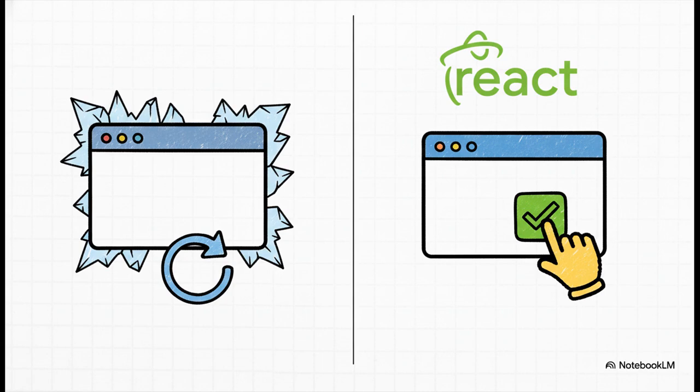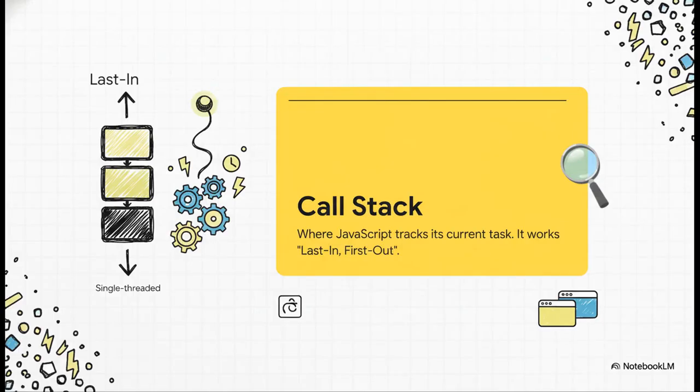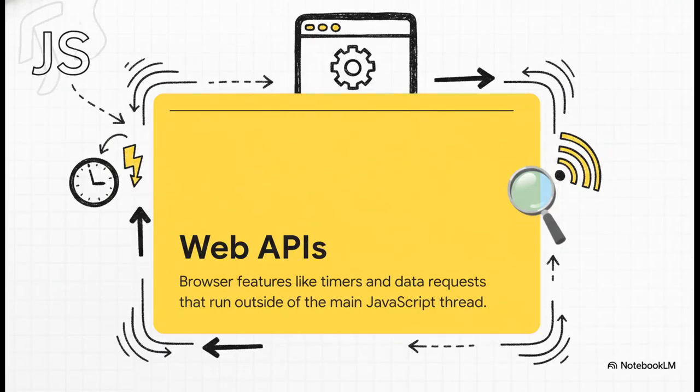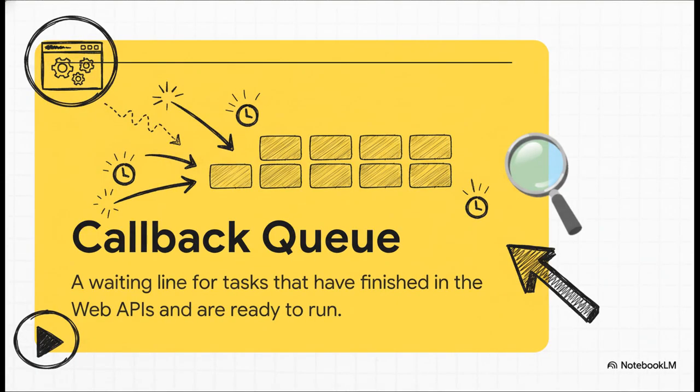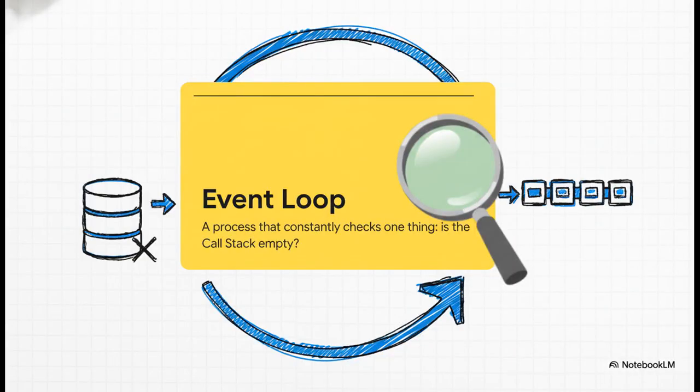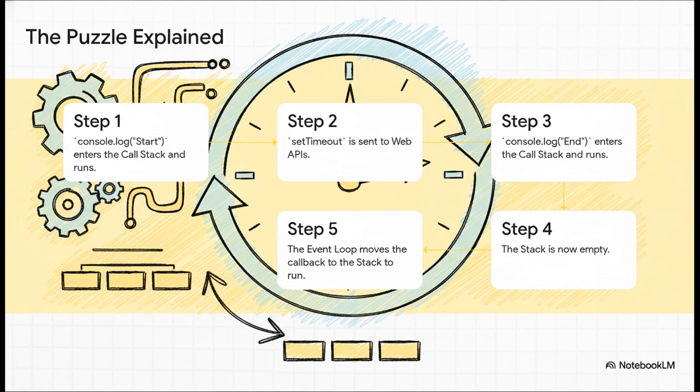Let's break it down. So JavaScript only does one thing at a time. The call stack is basically its to-do list. When JavaScript sees something like setTimeout, it just hands it off to the browser's web APIs. Once the browser's done, the task gets put in this waiting line, the callback queue. And here's the coordinator, the event loop. It's constantly checking if the call stack is empty. So here's the key: the event loop always waits for the main code to finish first.